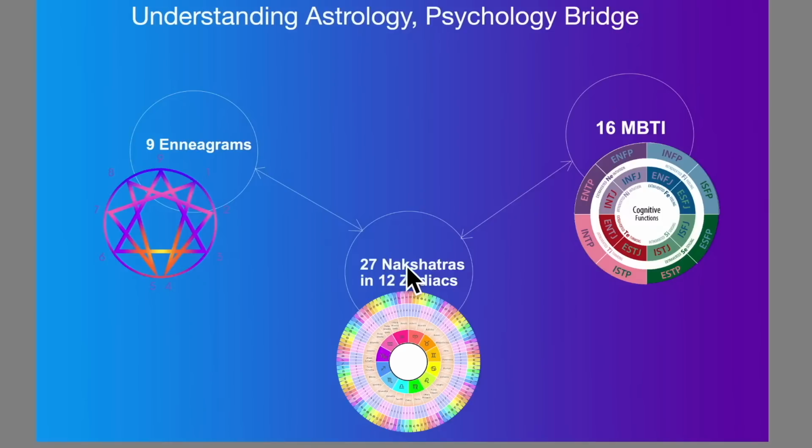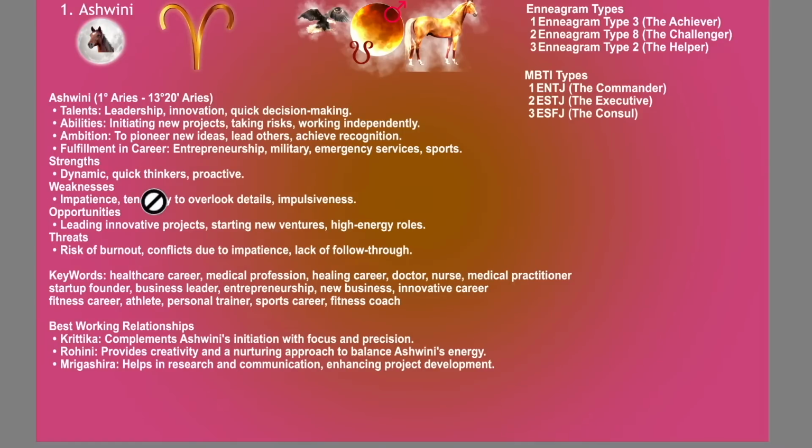So there'll be basically 27 videos of each. This is the introduction part of every video. And how we are going to cover that is by taking a standard format. This is for Ashwini Nakshatra, for example, where we are going to discuss the talents, abilities, ambition, and fulfillment in career first. Then we are going to do some SWOT analysis, strengths, weaknesses, opportunities, and threats to each from a personality perspective. Then we are going to have some keywords discussing the different career possibilities for such nakshatras, especially if it's the Lord of the D1 or the D10.